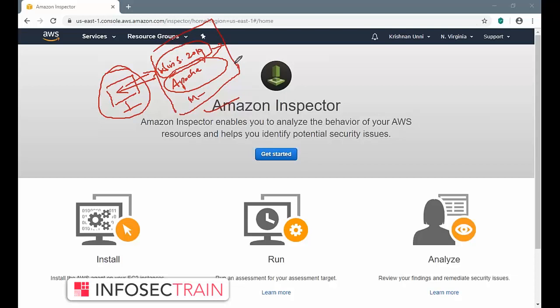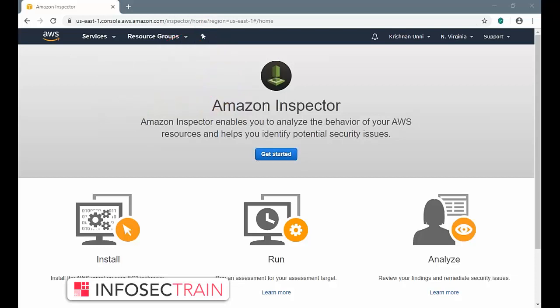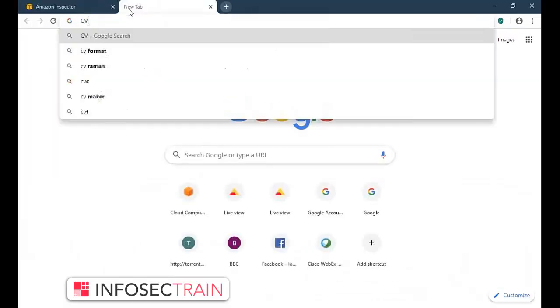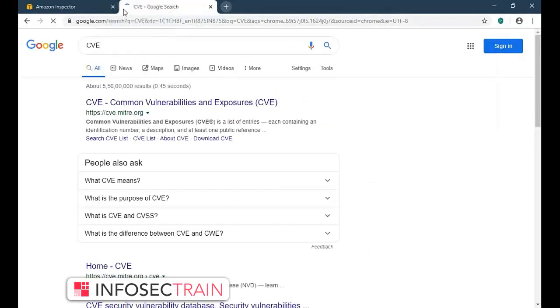So this service will analyze the behavior and potential issues for your application and give you a report. Exactly, it will scan the EC2 OS. That's the main thing. See how it shows the vulnerabilities. I think somebody mentioned CVE, common vulnerabilities and exposures, right? So this Inspector will verify the services based on the CVE reports and the CIS benchmarks.